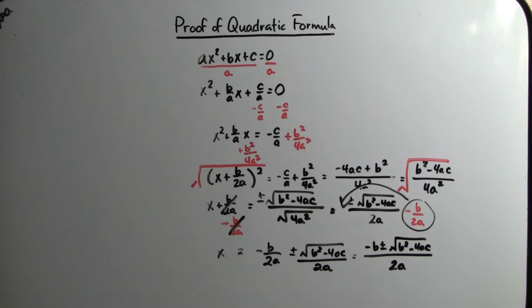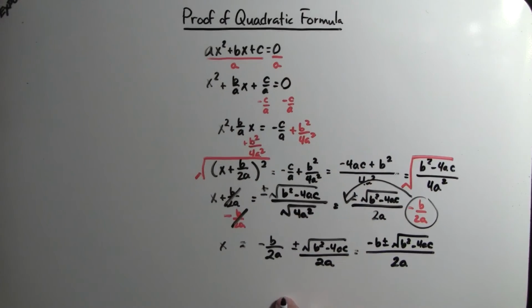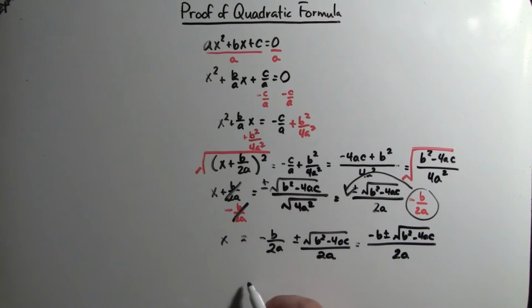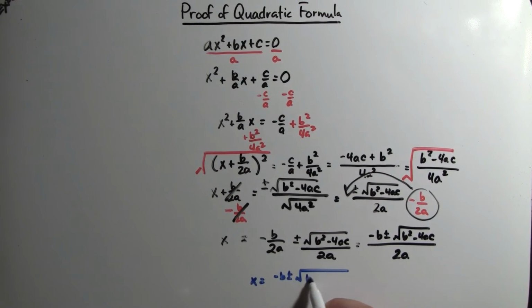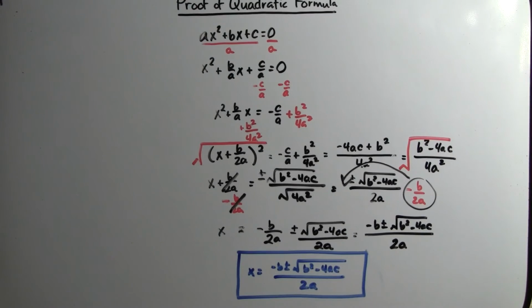And so now we have shown that for a quadratic equation of the form ax squared plus bx plus c equals 0, the solution will be x equals negative b plus or minus the square root of b squared minus 4ac, all over 2a. And so this would be our solution. The quadratic formula basically looks like this, and it's just a way to find the solutions of a quadratic equation without having to factor.